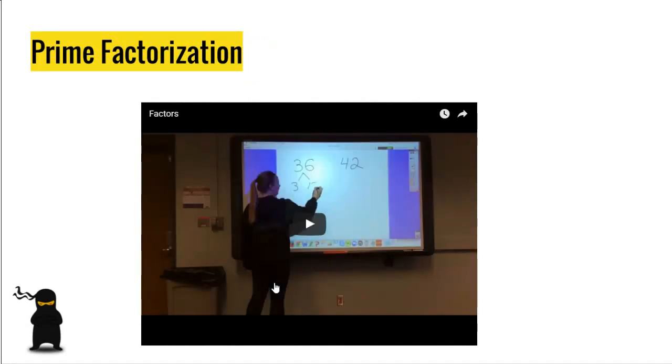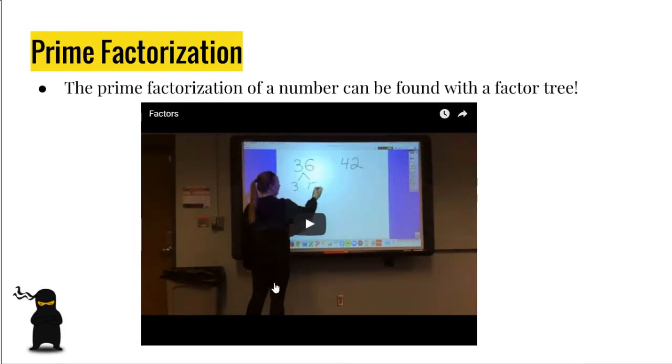What's the prime factorization of a number? The prime factorization of a number can be found using a factor tree. I remember factor ninjas like to make numbers smaller, so let's watch this factor ninja finding a factor tree. There are multiple ways to do it and you'll get the same answer, but follow along during this example.